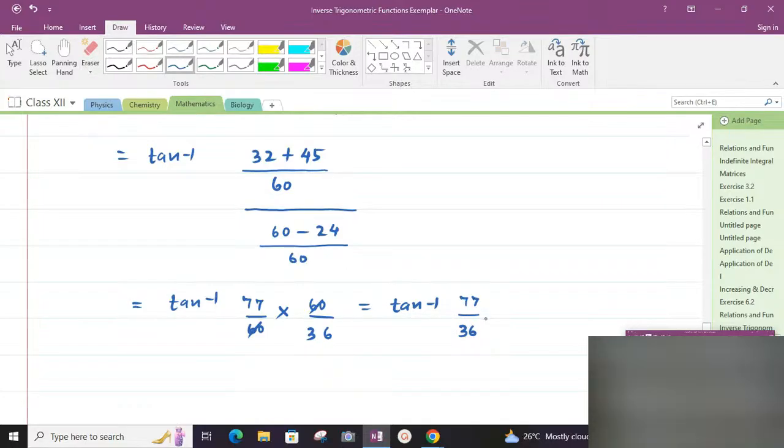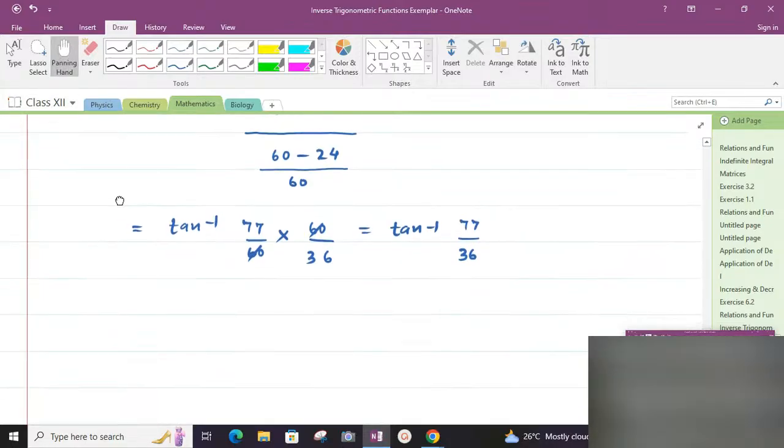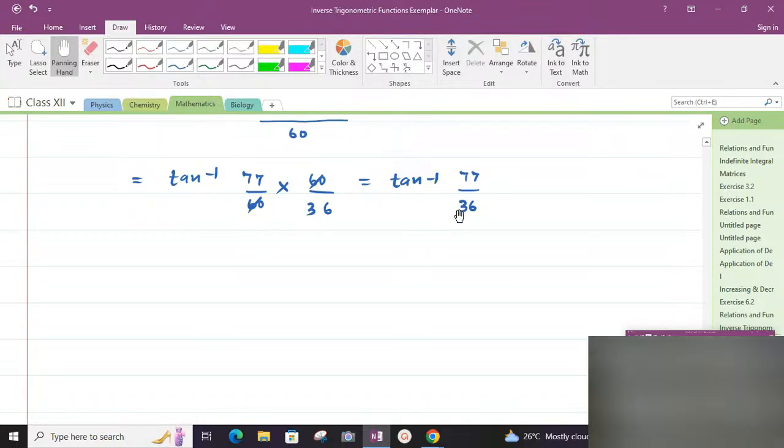So we convert this into sine inverse. We know that tan inverse equal to p by b and sine inverse p by h. So here it will be equal to sine inverse 77 by the square root of 36 square plus 77 square.